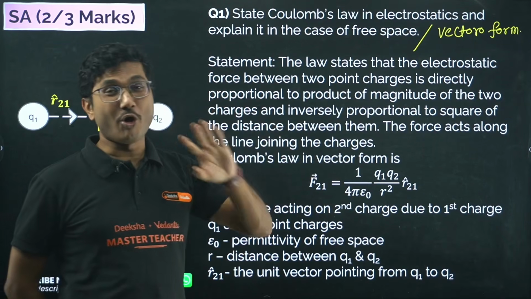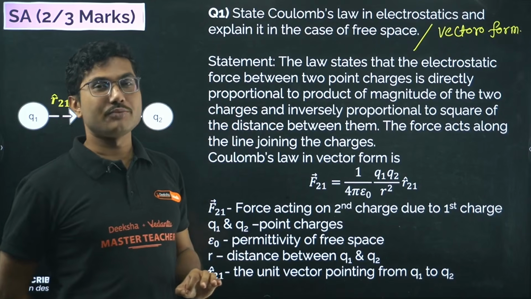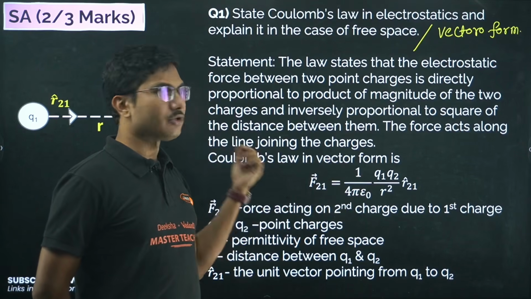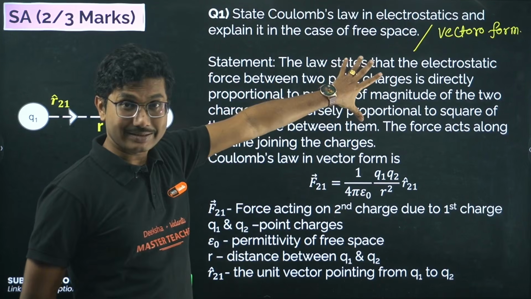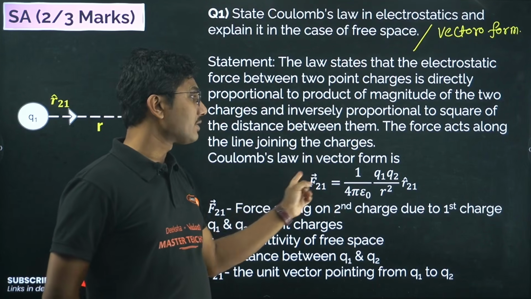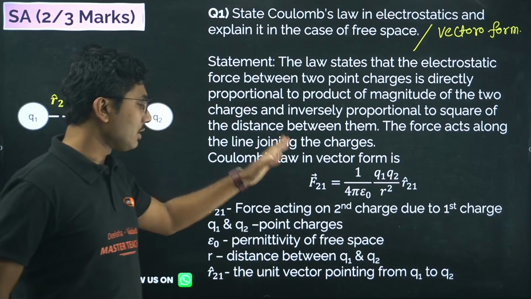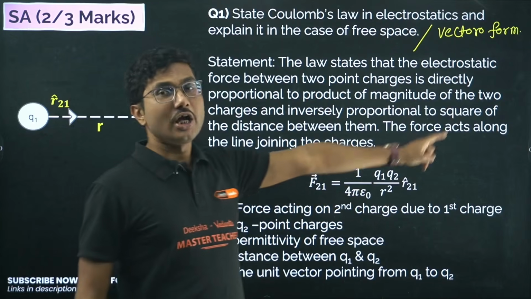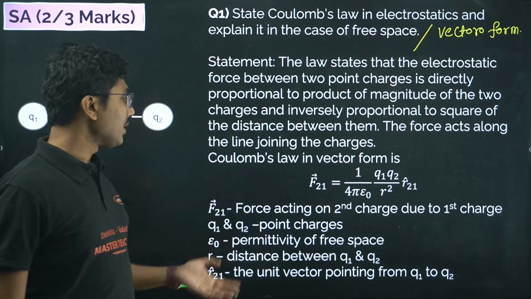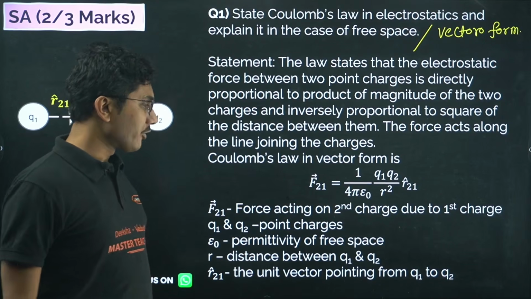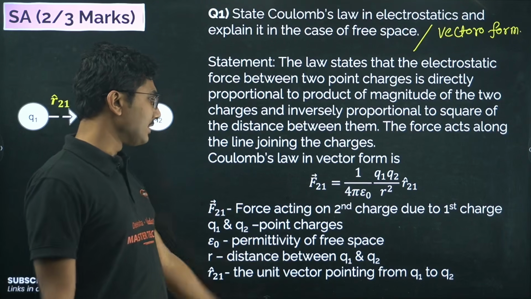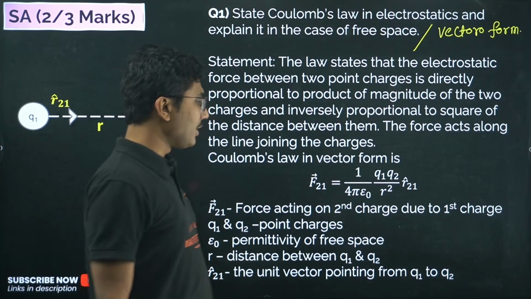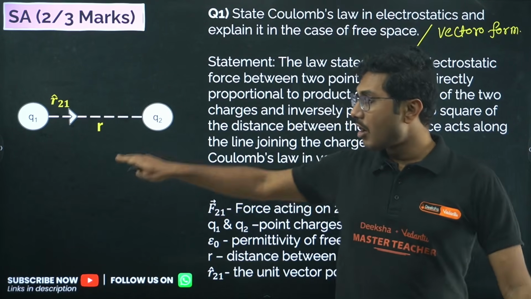But if they ask you only to write and explain Coulomb's law in vector form, remember you have to start from this equation, Coulomb's law in vector form. You don't need to write the statement in that case, but the vector sign has to be there. All the terms have to be mentioned properly. F21 is the force acting on the second charge due to the first charge. Q1, Q2 are point charges. Epsilon naught is the permittivity of free space. R is the distance between Q1 and Q2. R cap 21 is the unit vector pointing from Q1 to Q2, along with the diagram.